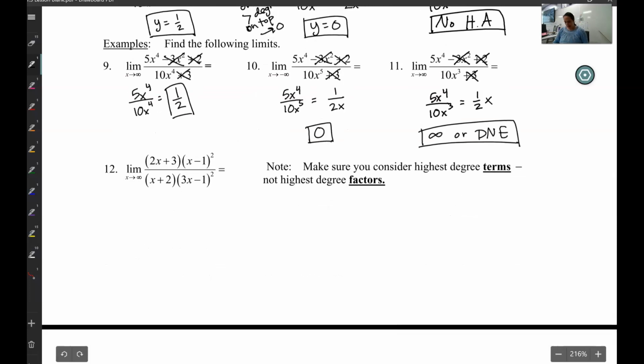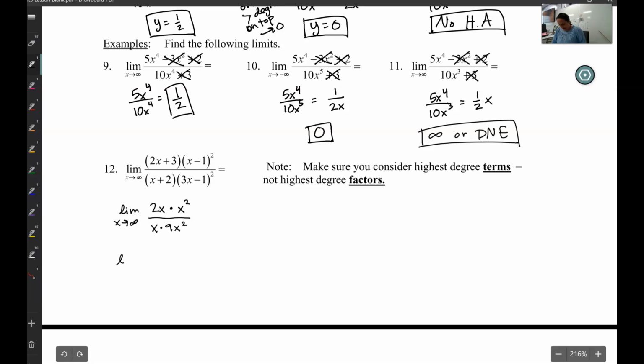Okay, last one. This is a good note. Make sure we consider the highest degree terms, not the highest degree factors. So we need to think about multiplying this out. So if I have 2x times x squared, so this would be the limit as x goes to infinity. We have the highest term there times this x is going to give me a highest term of x squared. The highest term here is x times the highest term I'm going to get there, 9x squared.